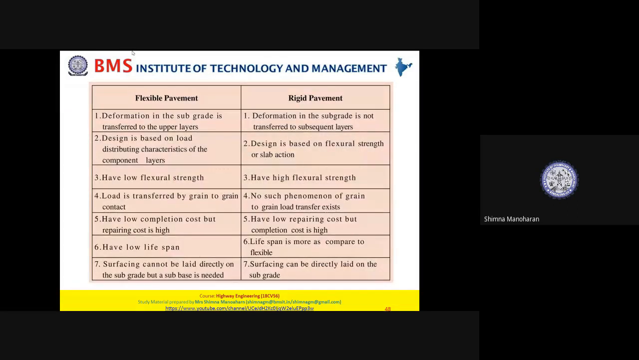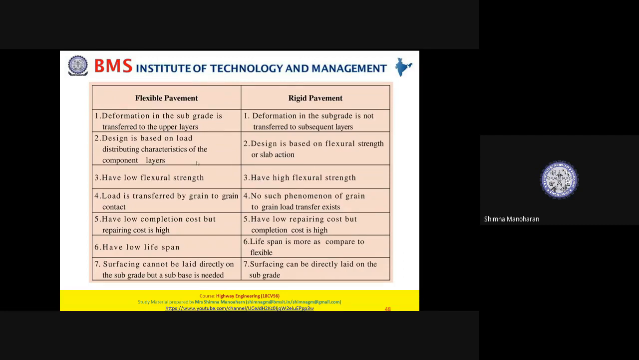So to summarize the difference between flexible and rigid pavement, in flexible pavement, the deformation in the subgrade is transferred to the upper layers, whereas in rigid pavement, it is not transferred to any layers. Again, in flexible pavement, the design will be based on the load distributing characteristics of the component layers, whereas in rigid pavement, the design will be purely based on flexural strength or slab action. Flexural strength, slab action, all these terms will be explained in module 3. Then flexible pavement has low flexural strength, whereas rigid pavement has high flexural strength. So you know what flexural strength is?